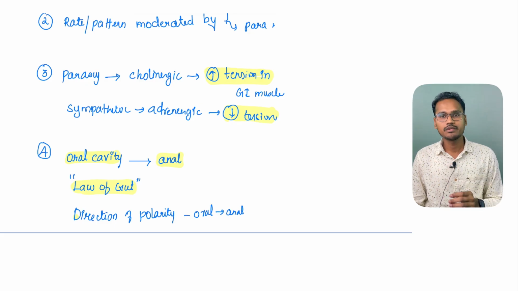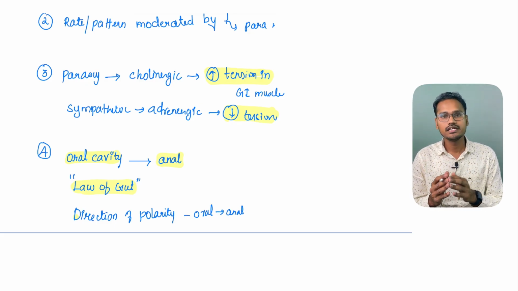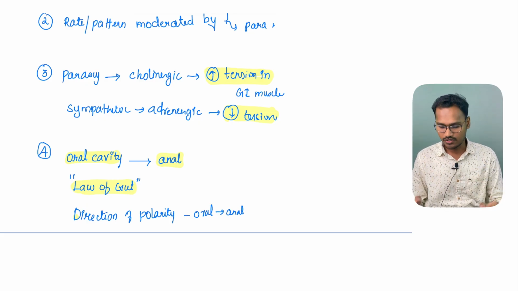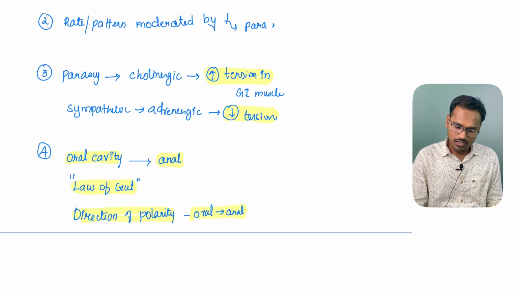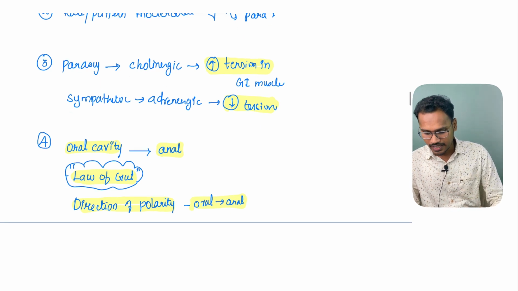And why this is happening is that the polarity of the GIT is designed in such a way that it starts from the oral cavity, followed by the esophagus, till the anal canal. The direction of polarity is from oral to anal. So this law is called the law of gut. So this is important. Next, coming to the mechanical motility.